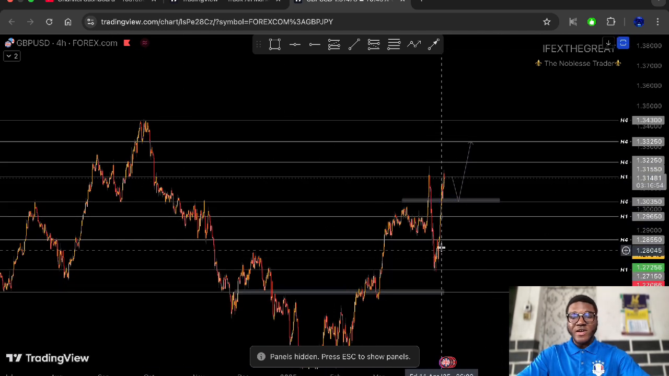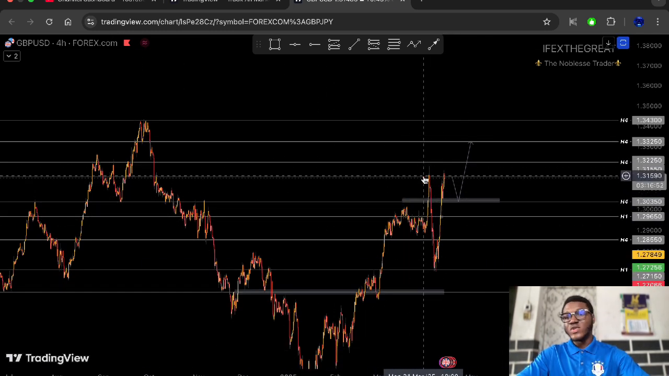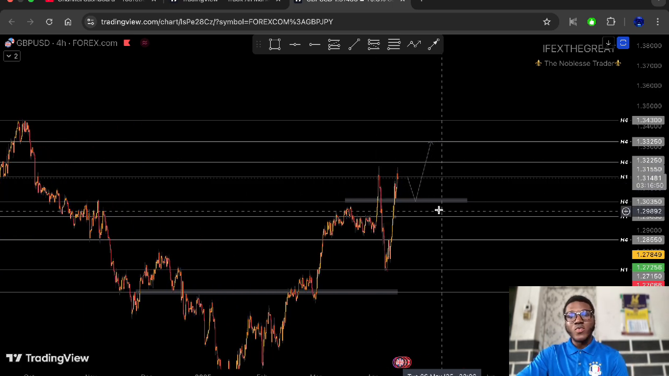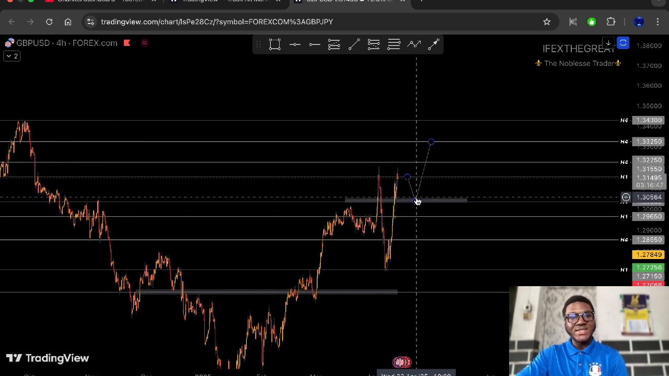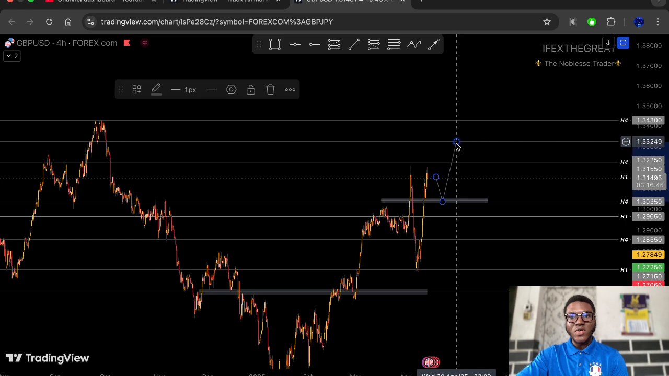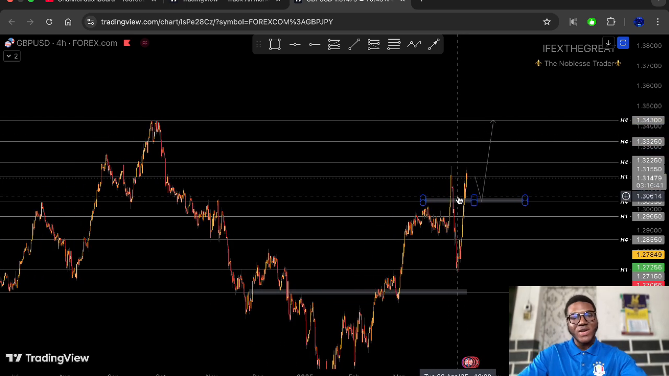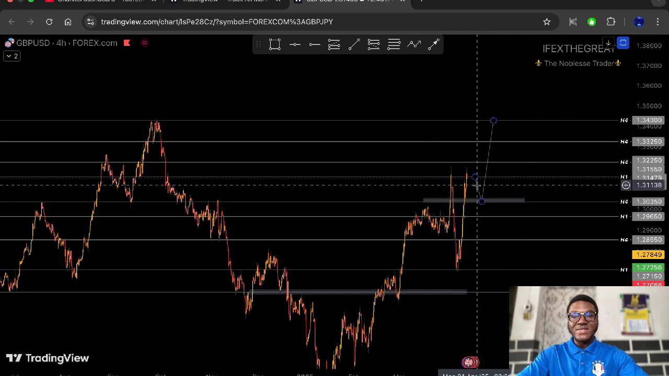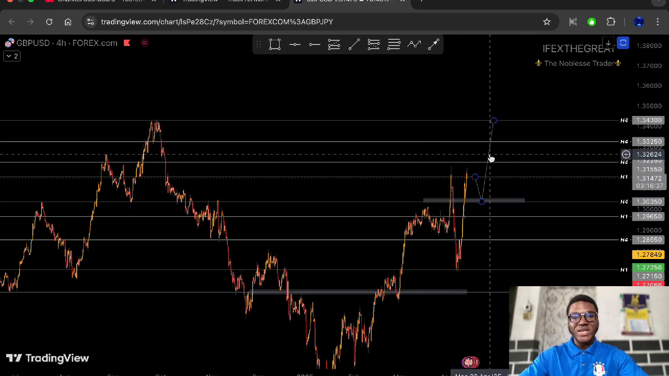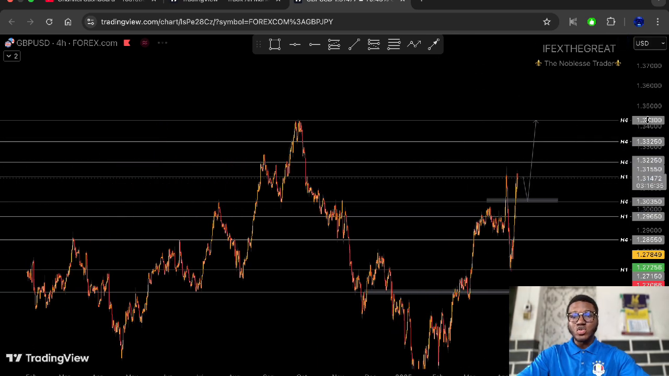Although we have a change of character supply zone confirmation here, we're going to wait for the retracement to this level and then take buys all the way to these highs, whatever high you want to take profit from. If you're a swing trader, you can hold longer, but for me, I'm going to get out at one of these levels, probably at the 3 hour, or I might swing it a bit. So that's all for GU.